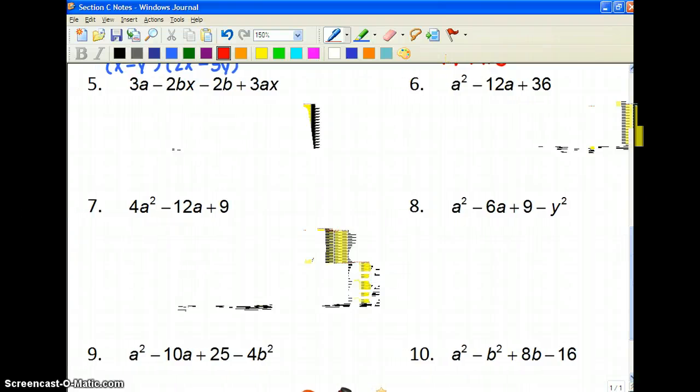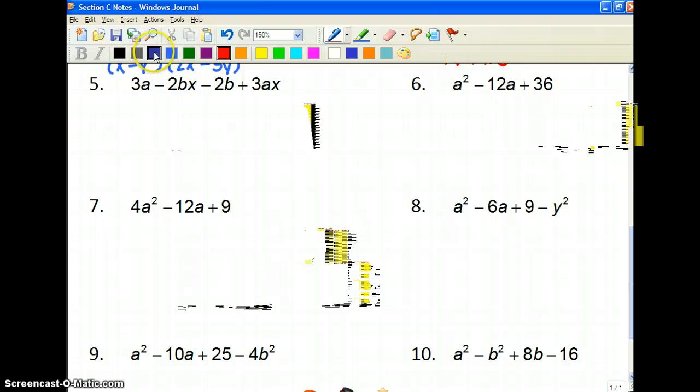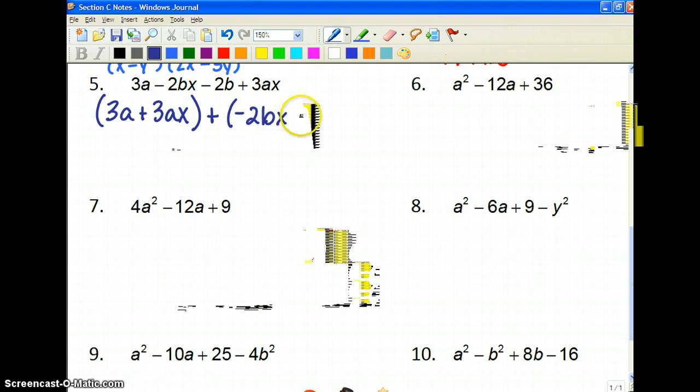Number 5, group them. Again, you need to be careful because this one has a minus sign. So between the groups, you need a plus. Oh, we don't have anything in common if we don't regroup them. So that was bad grouping. Regroup. What do you want to put together? I would put the 3a and the 3ax in a group, plus, and then I'd put negative 2bx and negative 2b in a group. So you have to regroup this one.